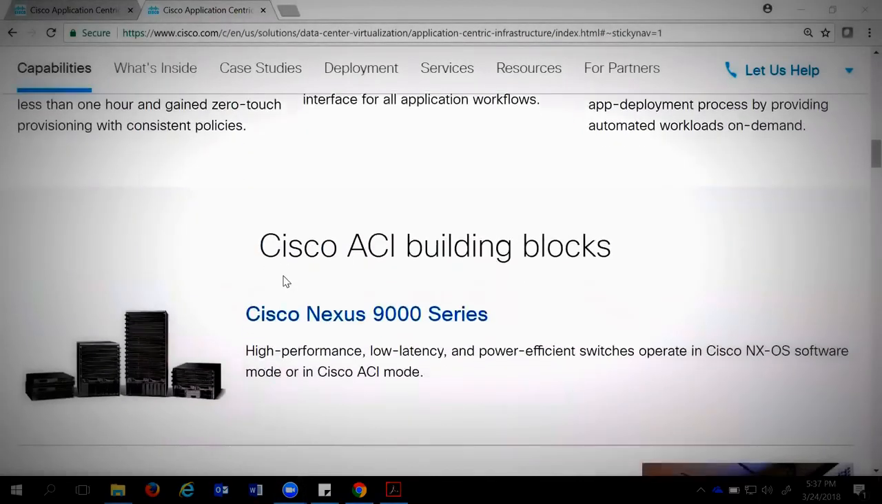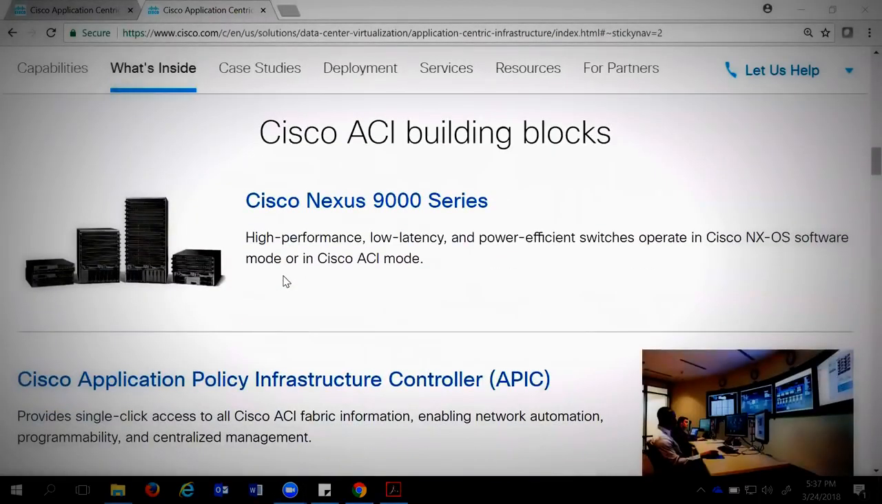Now, coming to the building blocks of ACI, it's purely on the Nexus 9000 series switches where we build these technologies. Usually these switches can work as per-box programmability devices, or you can go with a bunch of switches that we can configure in one shot.